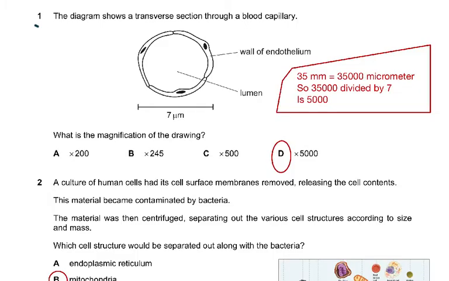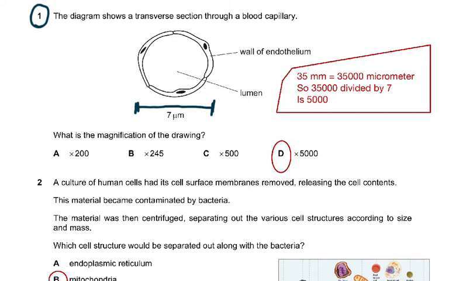Now, as we approach question 1, the diagram shows a transverse section through a blood capillary. Then there's the wall of the endothelium lumen, and then you've seen this scale bar. Now, this scale bar is very important. This scale bar, it says, is 7 micrometer. Now, what is the magnification of the drawing? Well, all you have to do is measure it.